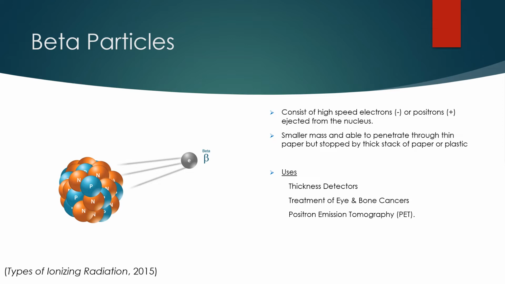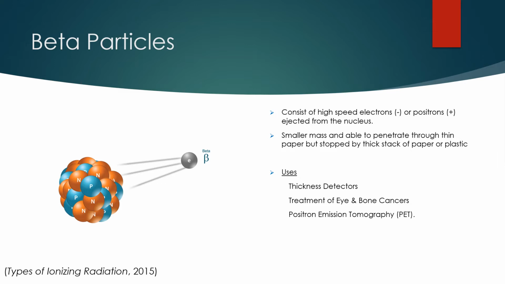Next, we have our beta particles. Beta particles are high energy, high speed electrons or positrons that are ejected from the nucleus. Also, by beta particles having a smaller mass, they are able to travel further in the air, up to a few meters, and can be stopped by a thick piece of plastic or even a stack of paper. So it can pierce thin paper, but it receives a hard stop when it reaches a thick piece of paper. Beta particles are much less ionizing than alpha particles and generally do less damage for a given amount of energy being released.